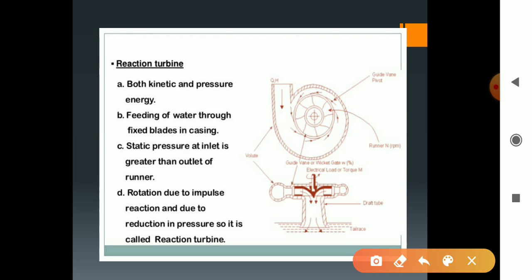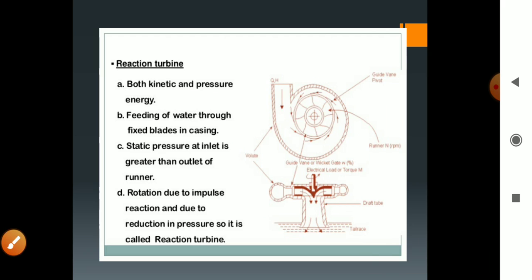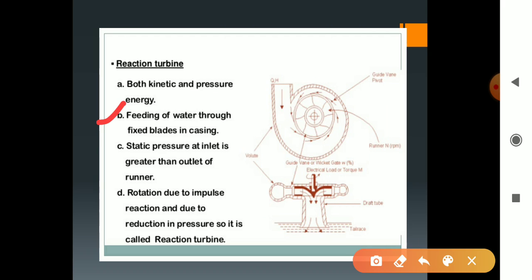And similarly in the reaction turbine, kinetic and pressure energy play a role. The whole turbine is enclosed in an airtight container filled with water, as we can see in this figure, with water fed through the fixed blades in the casing. Next, the static pressure at the inlet is greater than at the outlet of the runner, and rotation is due to the impulse reaction and the reduction of pressure, so it is called the reaction turbine.